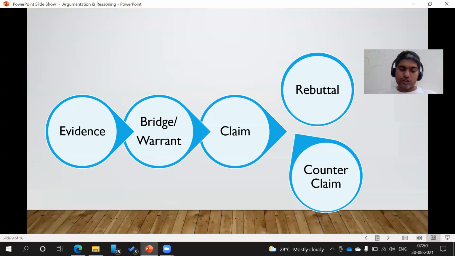So rebuttal is usually based on questioning the veracity of the evidence, challenging the bridge between the evidence and the claim, poking holes into the claim itself, or challenging the claim by making a counter claim. And once we make a counter claim, which basically means we are saying that the original claim stands invalidated. And how do you make a counterclaim? You present an alternative evidence which has not been presented already. Or you can use the same evidence.